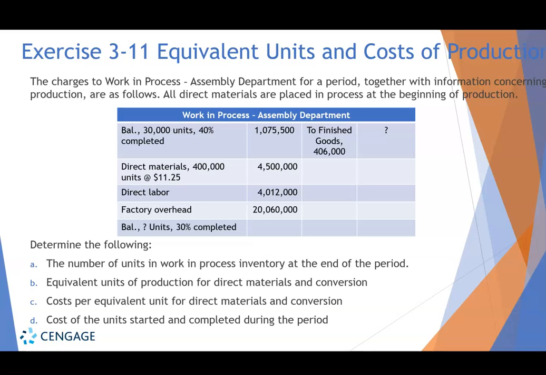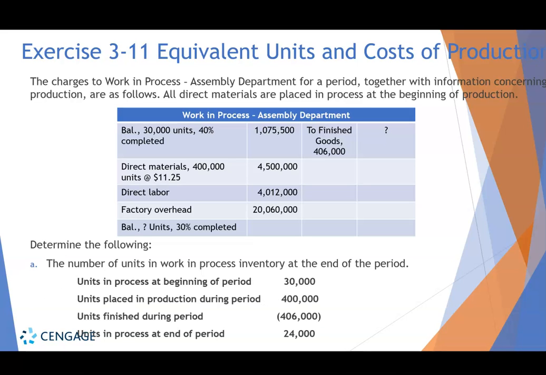We need to figure out the equivalent units of production for the direct materials and conversion, cost per equivalent unit for the direct materials and conversion, and then the cost of the units started and completed during the period. So the number of units in work in process at the end of the period, we know we started with 30,000 units. We know we placed into production 400,000 units.